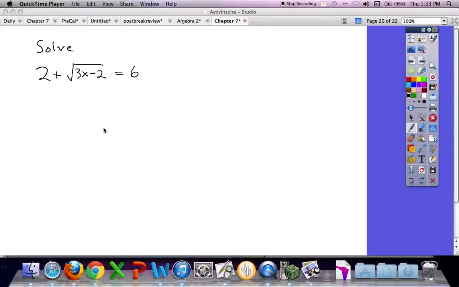This is example 1 on page 385, solving a radical equation. So there's 3 steps that we want to follow for solving a radical equation. 1, isolate the radical.